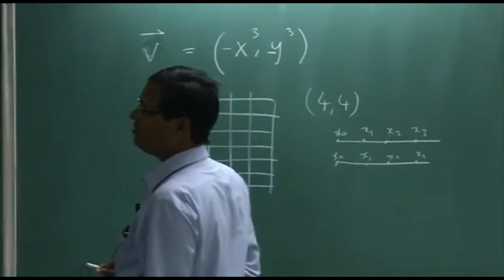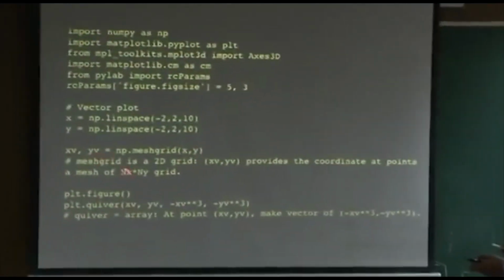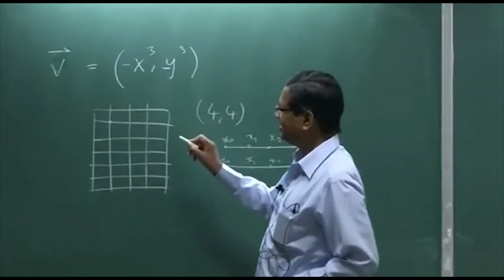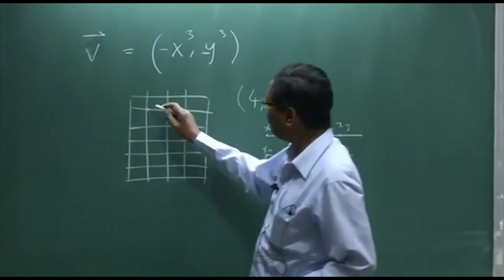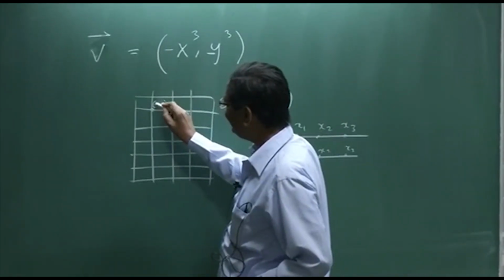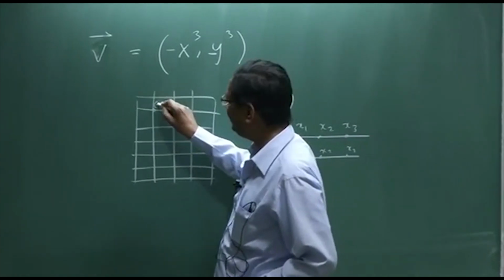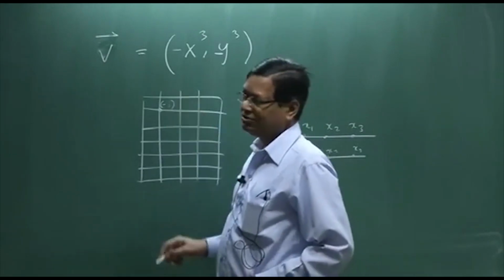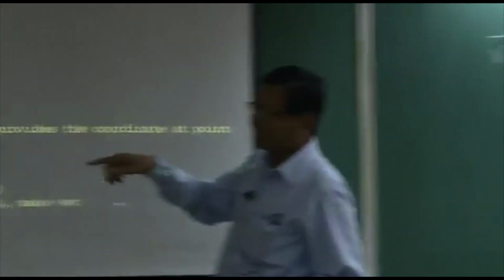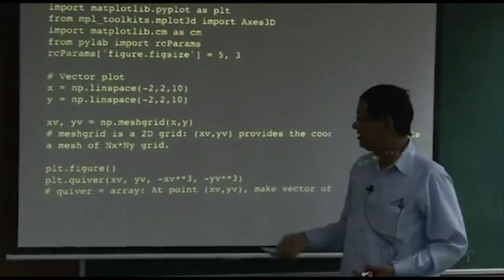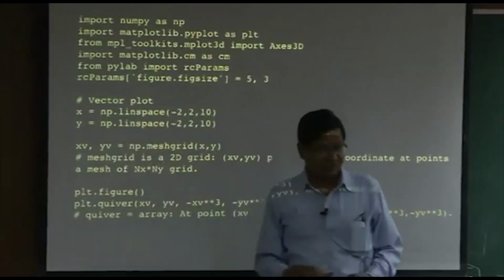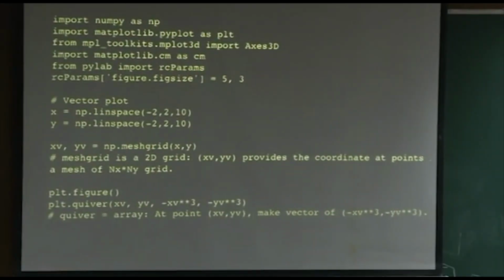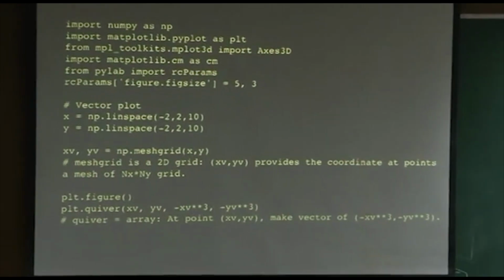Same thing with yv. It will give the y coordinate, so I will again have a 2D array. Now if I want the coordinate of a point, I can get it from xv comma yv. So the coordinate of any point on the mesh is contained here, and that is what matplotlib will use. Matplotlib will use this coordinate and put some vector at each point.